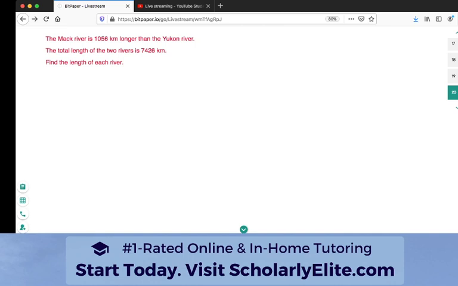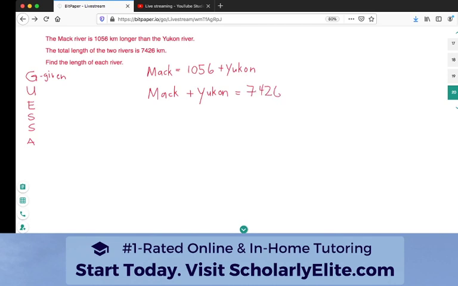So remember that when we're learning and we're doing word problems, we look at GESA, we ask ourselves, what has been given? Well, in this case, I know that the Mac River is equal to 1056 plus the Yukon River. And that the two rivers, Mac plus Yukon, equal 7426. So people who don't really like word problems, this is a really great strategy you can use.